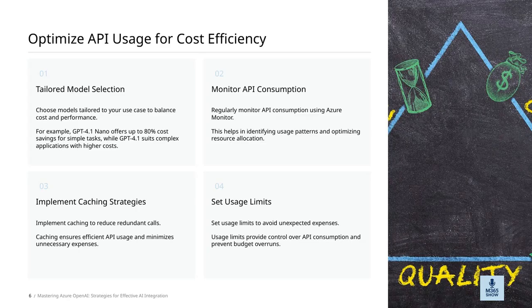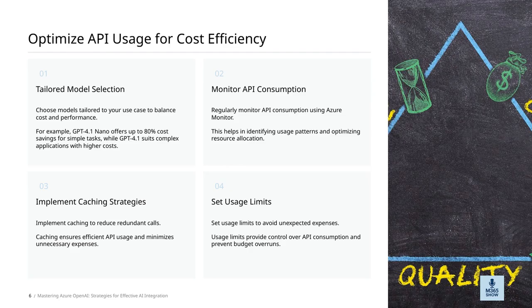Let's talk about how to optimize API usage for cost efficiency. First, setting usage limits is crucial. By doing this, you can avoid unexpected expenses and keep your spending under control. Usage limits help prevent budget overruns by giving you a clear boundary on how much API you can consume.